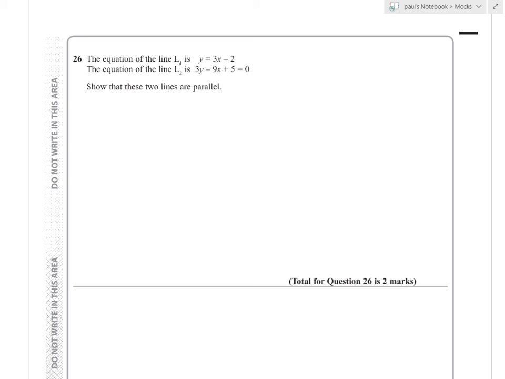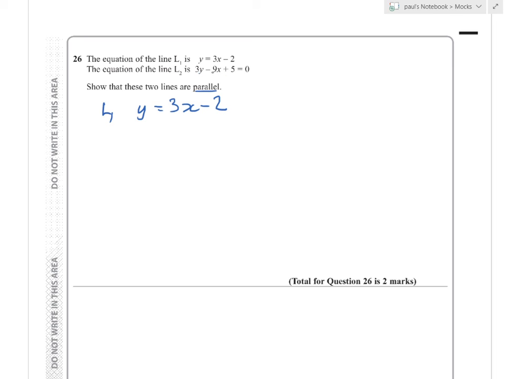The equation of line L1 is that. The equation of line L2 is that. Show that these two lines are parallel. First of all, line 1 is y equals 3x minus 2. And if they are parallel, this number here will be the same. It's the gradient. So we've got to shuffle this around.